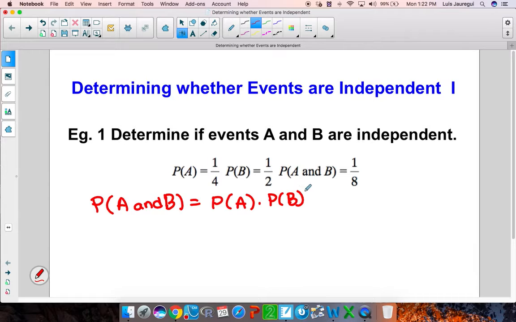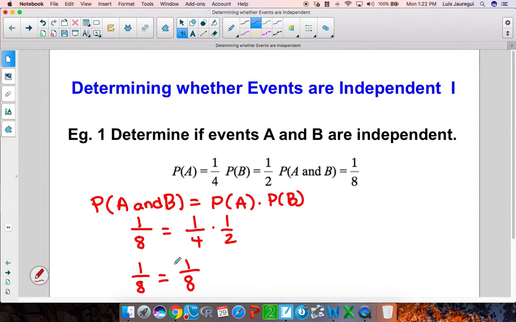Since we're given the probabilities here, let's go ahead and substitute in. So we have the probability of A and B is 1/8. Notice the probability of A is 1/4. The probability of B is 1/2. Now on the left hand side we have 1/8. That is the same as 1 times 1, which is 1, 4 times 2, which is 8.